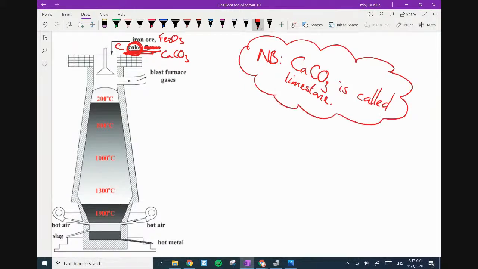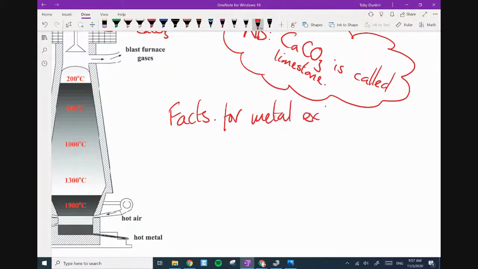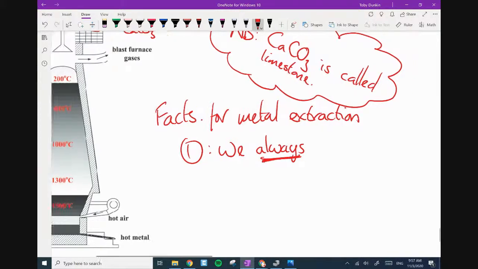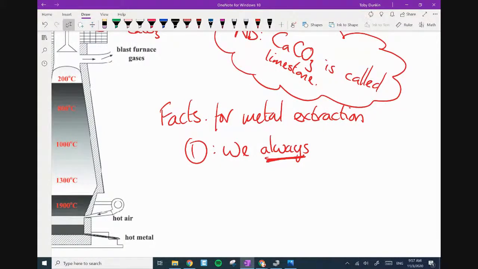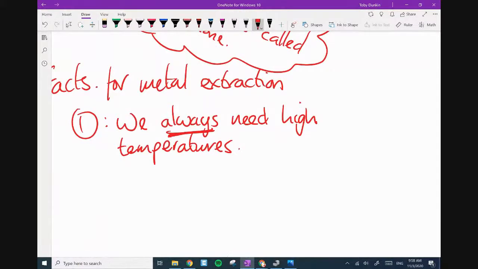There we go. Okay, so key facts we need to know about metal extraction. Facts for metal extraction. Number one, we always, there is one exception, but I'll talk to you about that another time, we always need high temperatures. And this is one of the main costs. Yeah, we always need high temperatures.